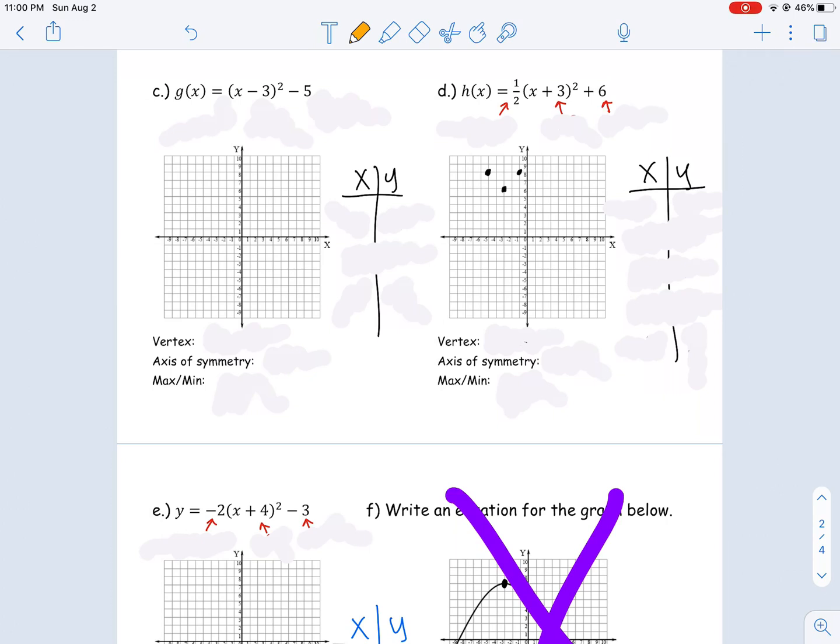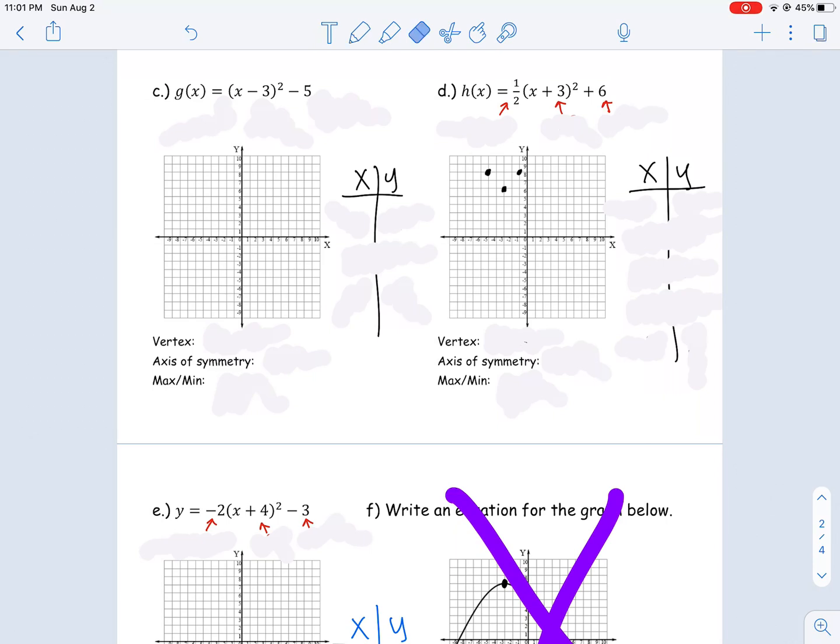Figure out where the vertex is. Figure out if your parabola is going to open up or down. Is it going to be fat or skinny? See if you can find at least 3 ordered pairs points on this parabola so you can sketch the graph. And then make sure that you identify the vertex, the axis of symmetry, if it has a maximum or minimum, and what that maximum or minimum is. Try C, D, and E, and then come back and let's see if we have the same answers.